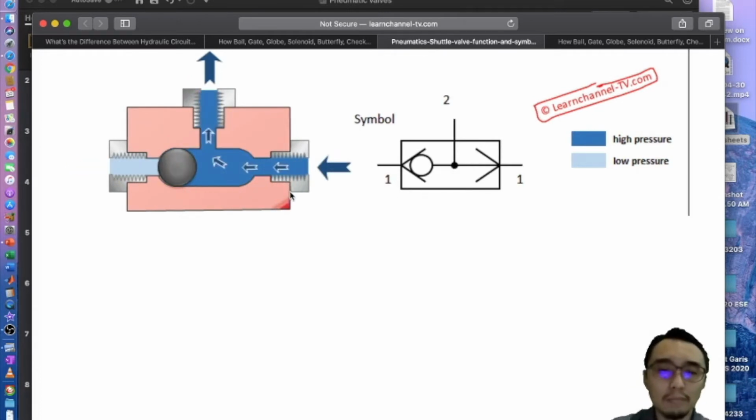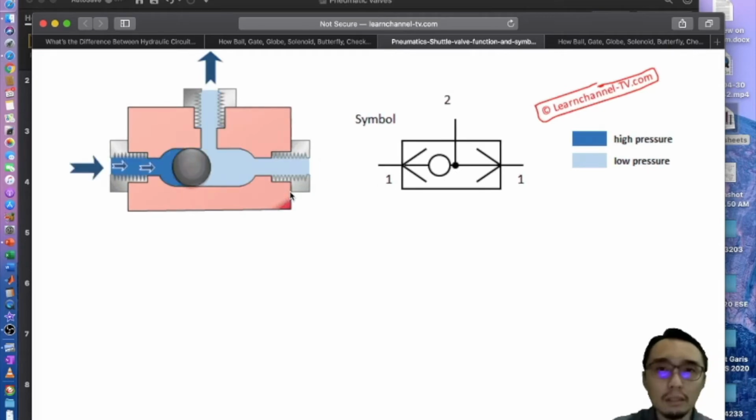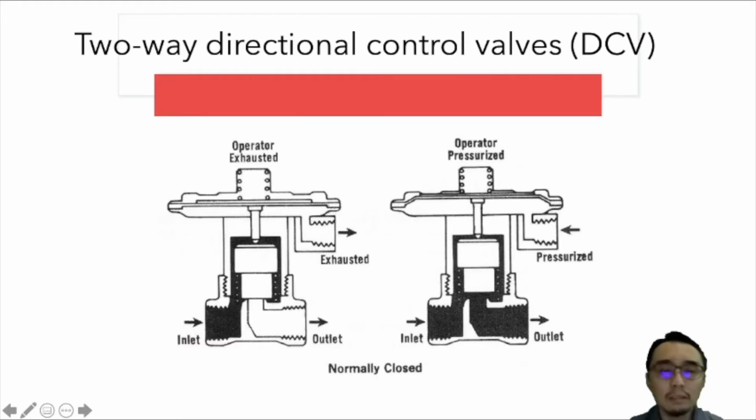Okay, so that's the shuttle valve. Okay, next is the two-way directional control valve.